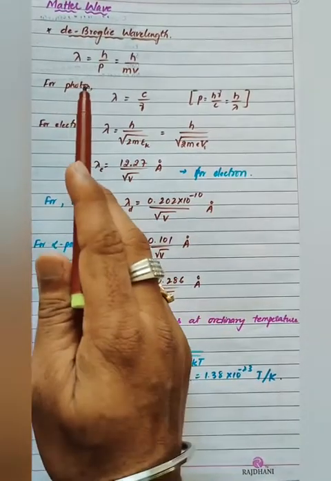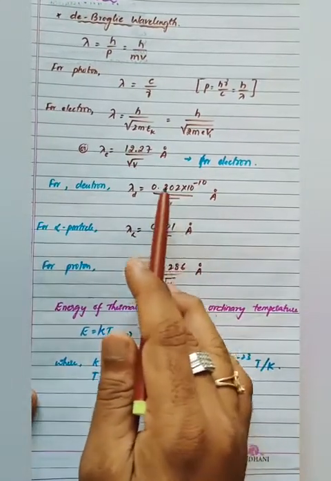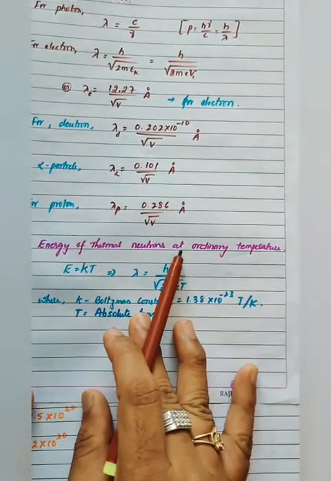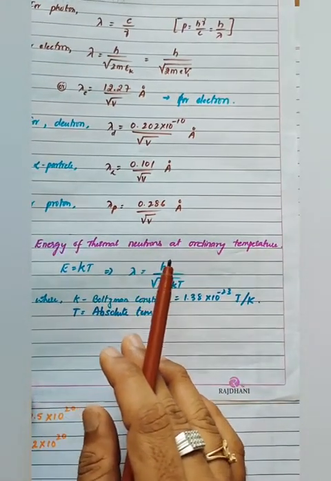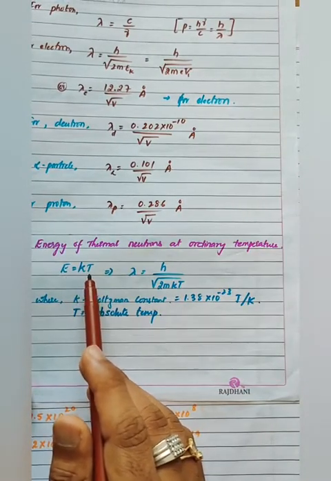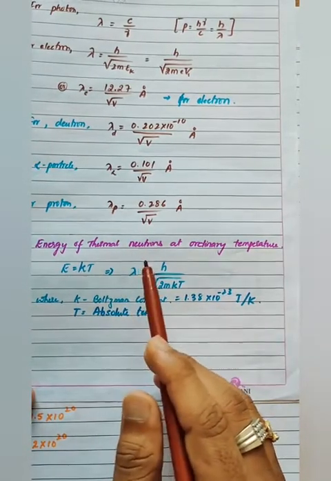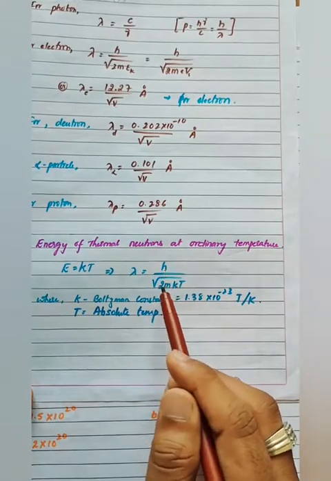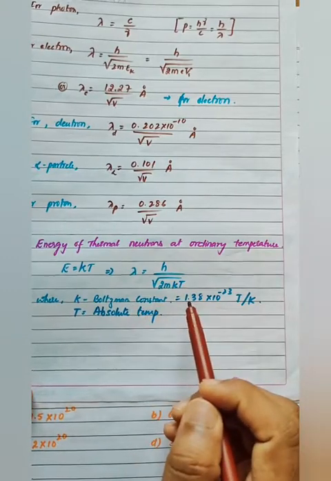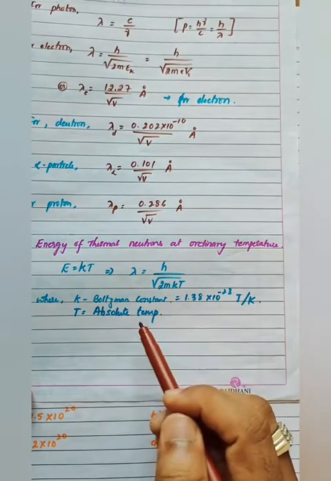Now for deuteron, we saw proton and neutron. For deuteron, the formula will go like this, and please remember this. And for an alpha particle, this is the formula. For a proton, this is the formula. And for the energy of thermal neutrons at ordinary temperature, where E is equal to KT, K is the Boltzmann constant and T is the absolute temperature, the lambda value is h divided by root of 2 m KT. Very important: K is the Boltzmann constant, with value 1.38 into 10 power minus 23 joule per Kelvin, and T is the absolute temperature.